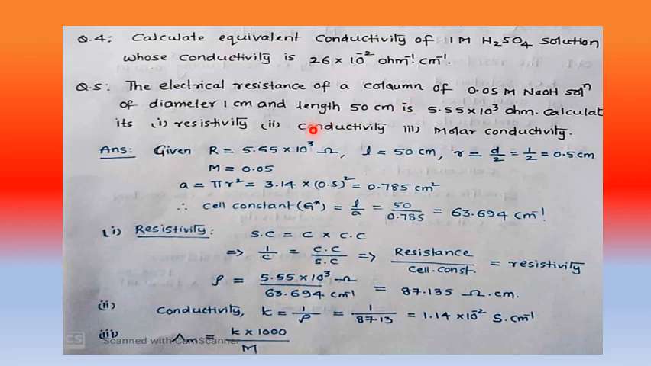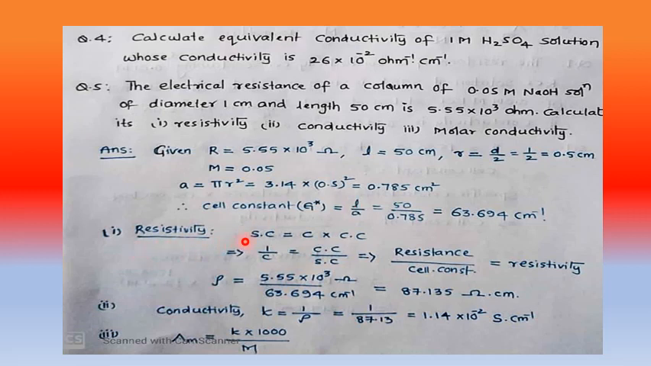So area of the circle equal to pi r square, 3.14 into r equal to 0.5 from here. This is the value. So finally cell constant is L by A. L and A value. This is the cell constant value. Okay students.